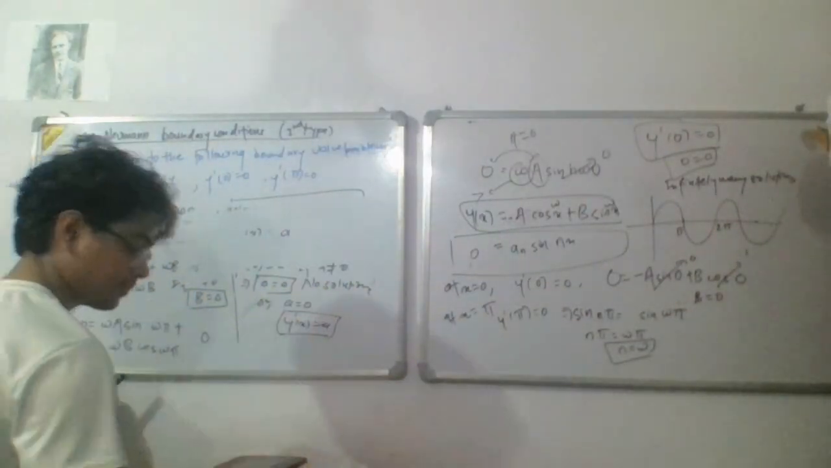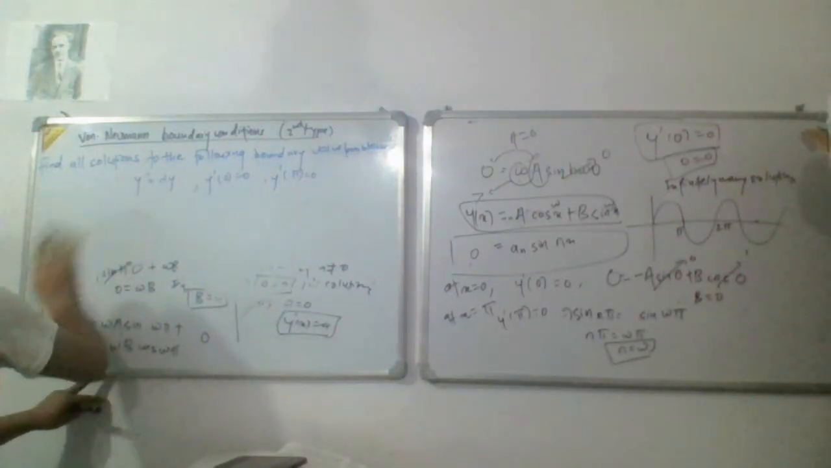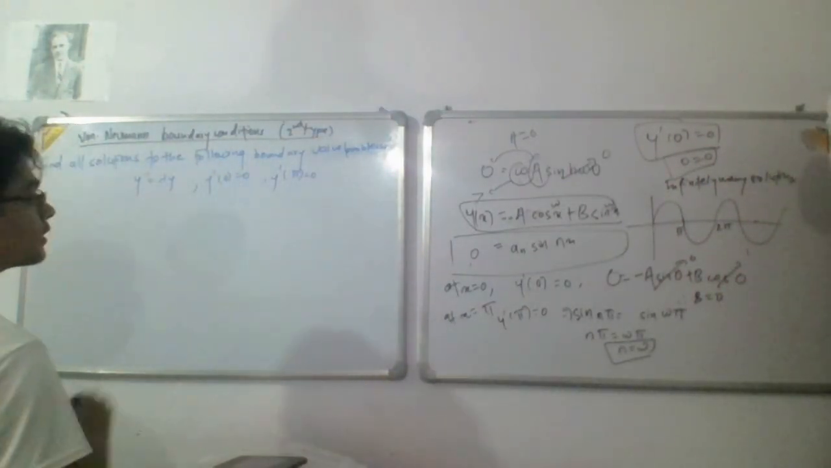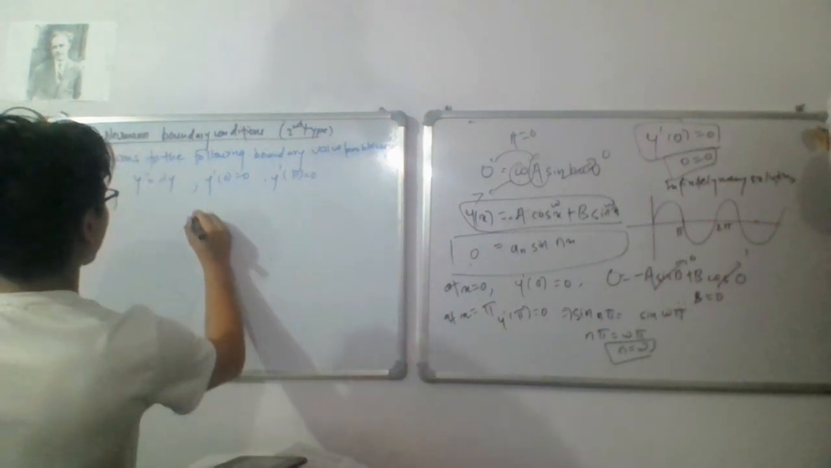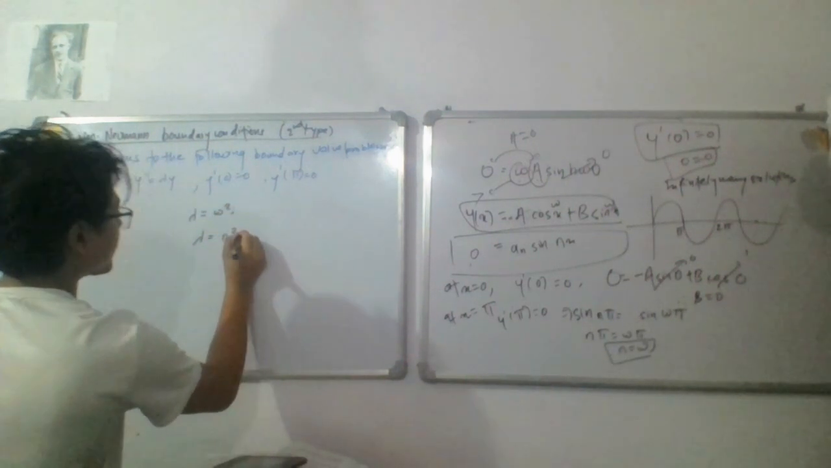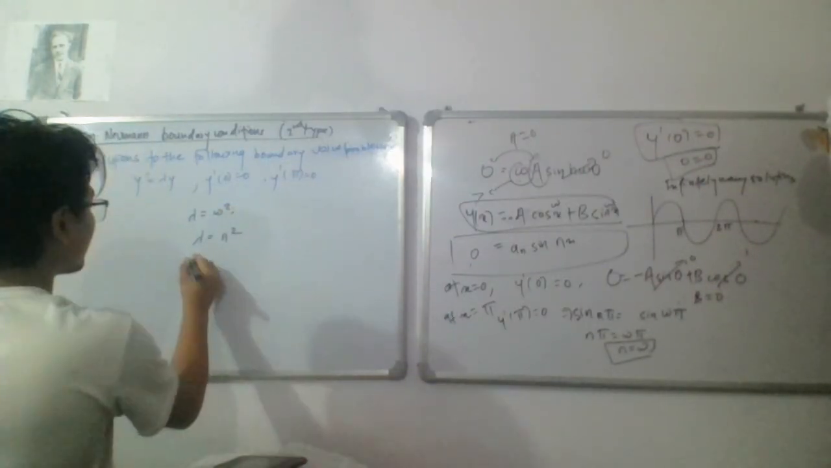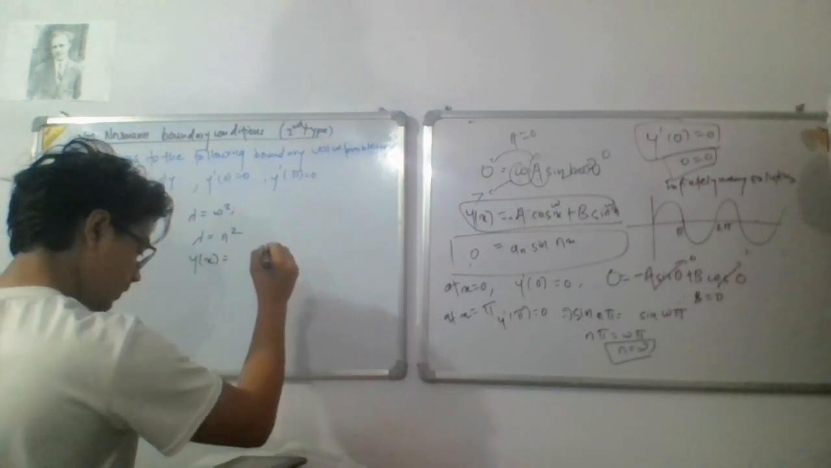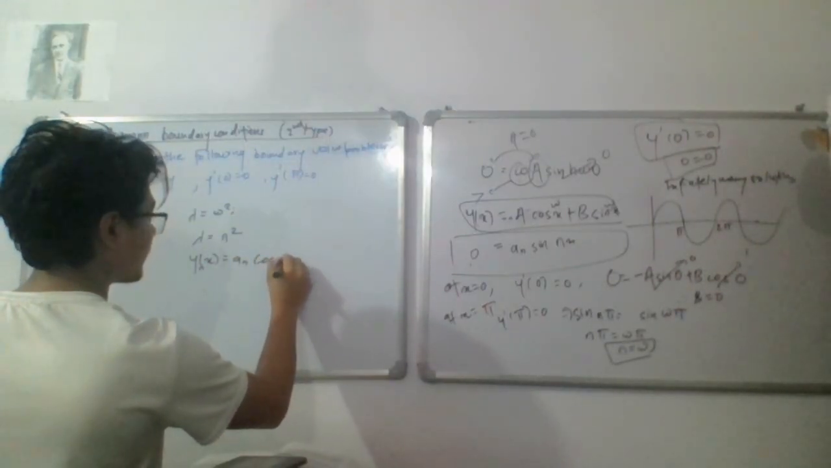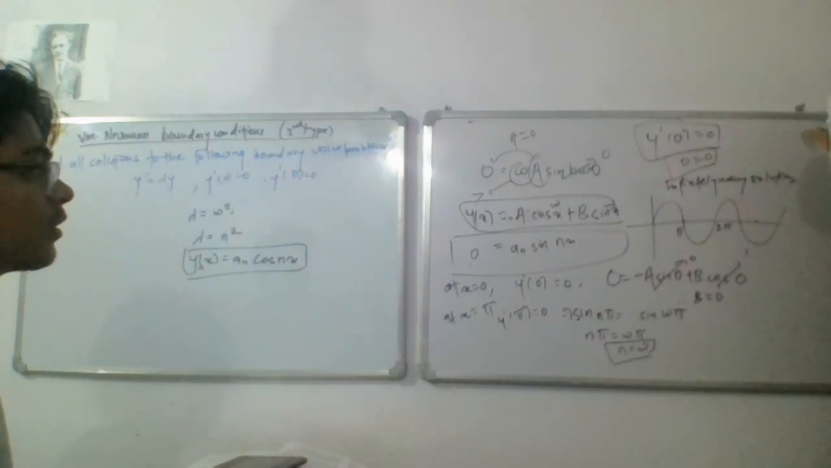We got lambda, which was equal to omega square, so lambda is equal to n square, because we have found omega is equal to n. This is a solution, and it says y of x is equal to what? A n of cos of nx, right? Cos of nx. All right.